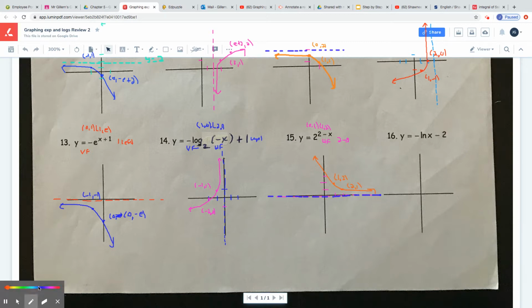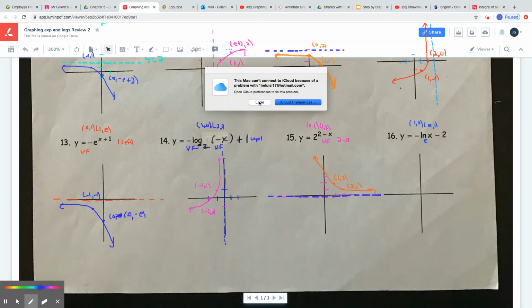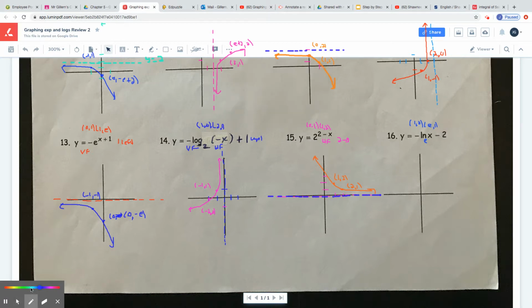Last one. We have a natural log, which means it's a log base e. So it's a base e right here. It's a log graph, so we have vertical asymptotes. The point is always 1, 0. And then whatever your base is, in this case, it is e, 1. Now, what is happening to the actual graph?